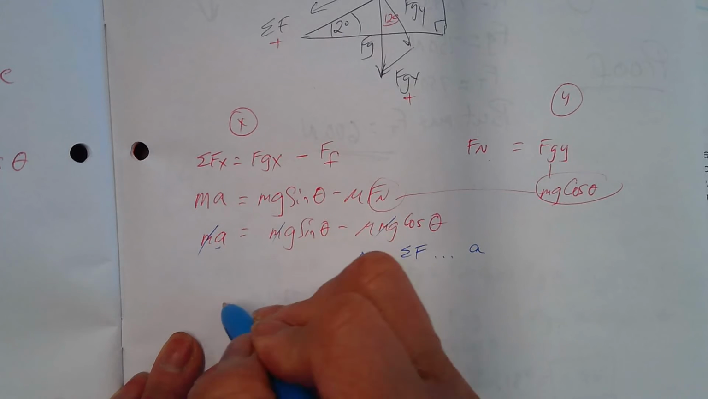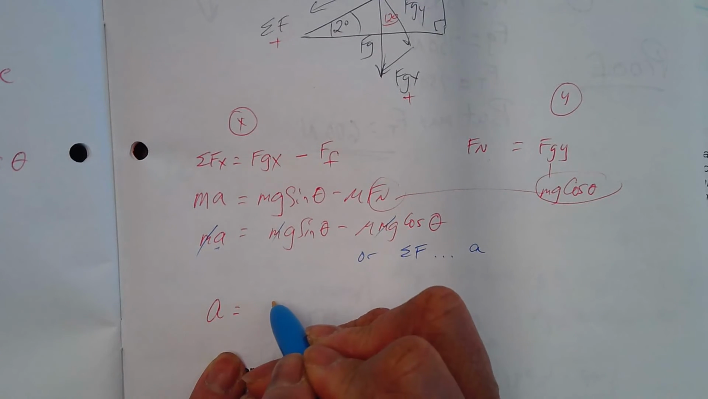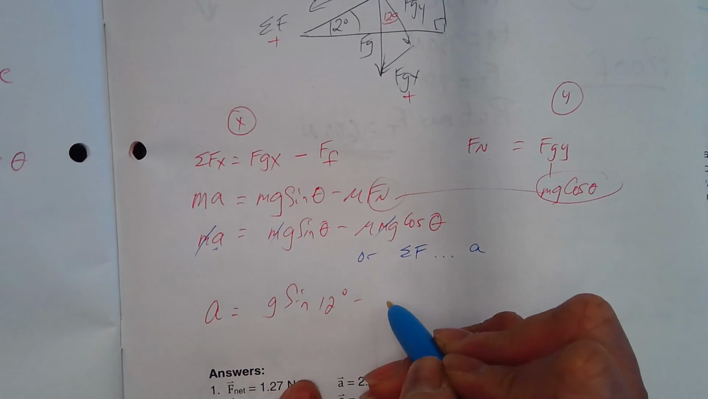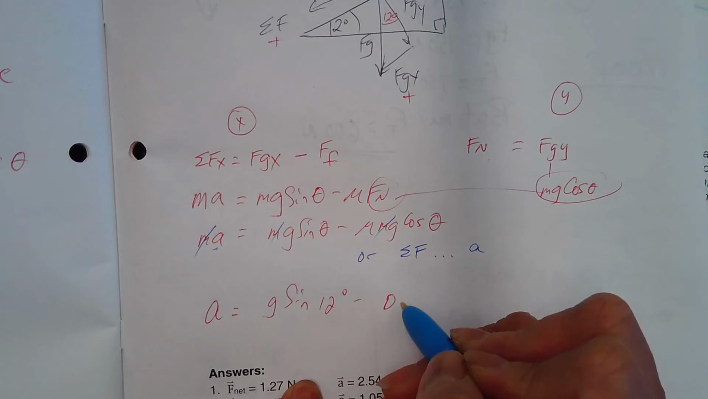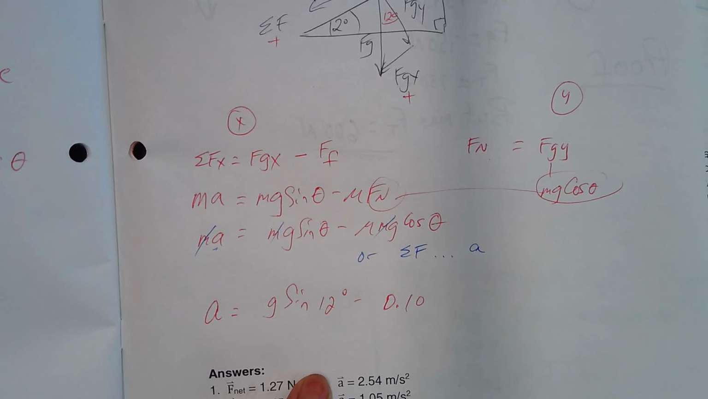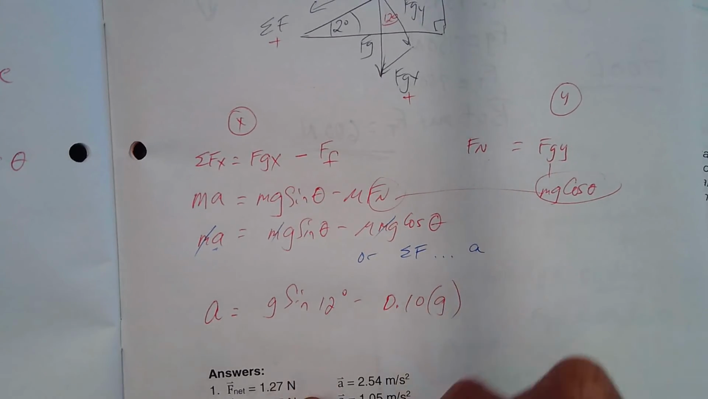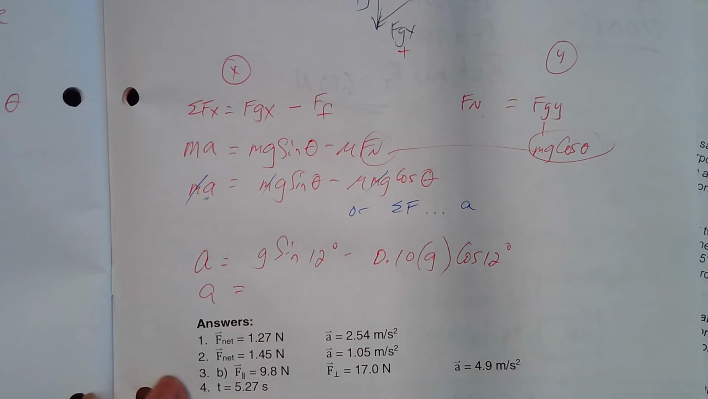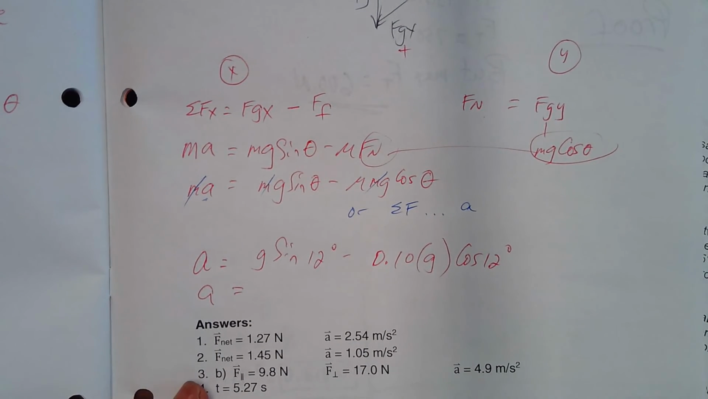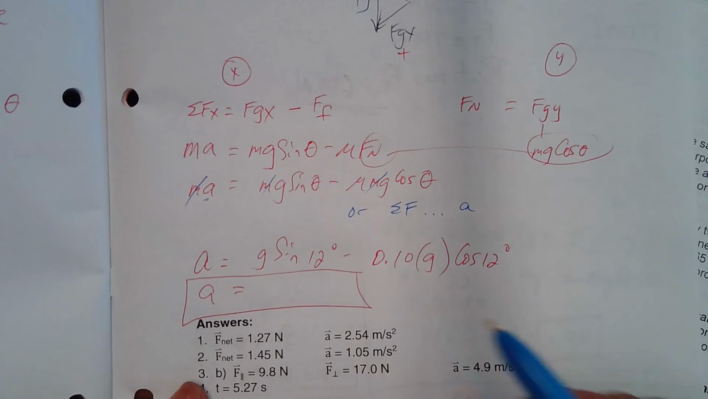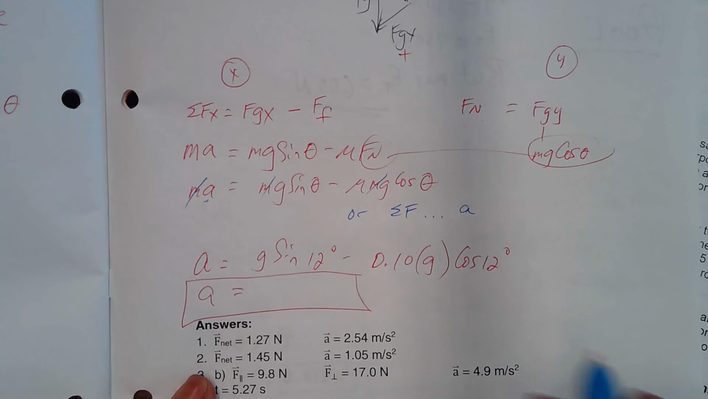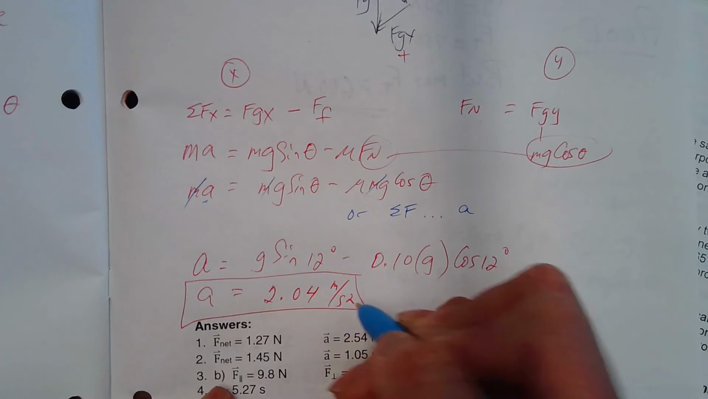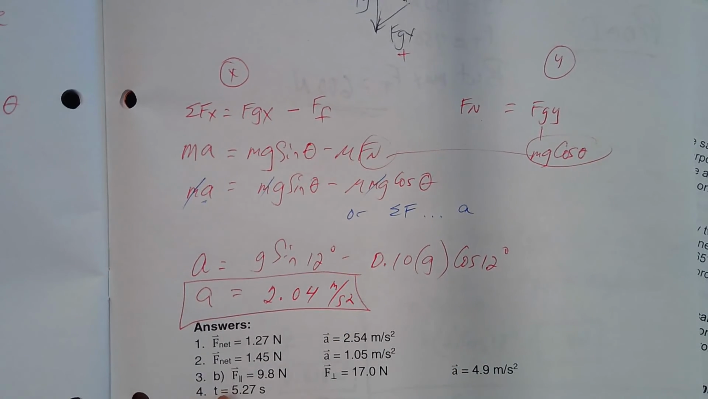Just putting in your values now. g, 9.8. So g sine of what's our angle? 12 minus what's the mu? 0.1 times g. I'm just going to put g right there. Cos of 12. This is now calculator work. Once you have your acceleration, 2.05, 2.04 meters per second squared. Could somebody confirm, please? Somebody confirm.